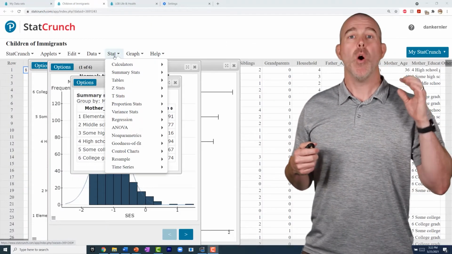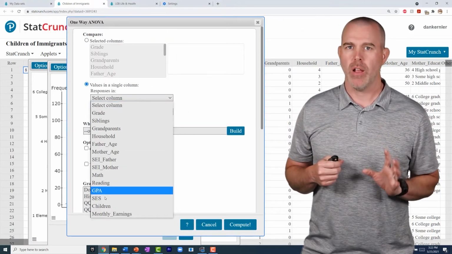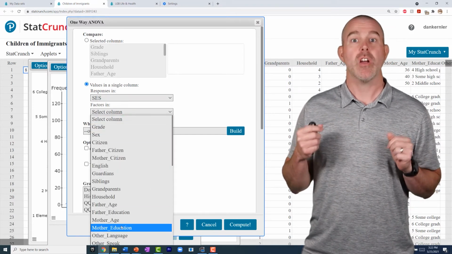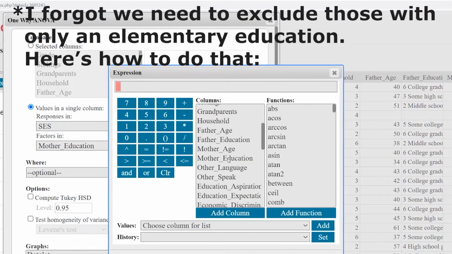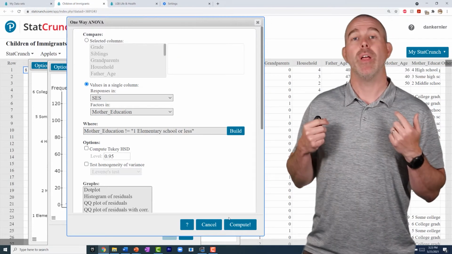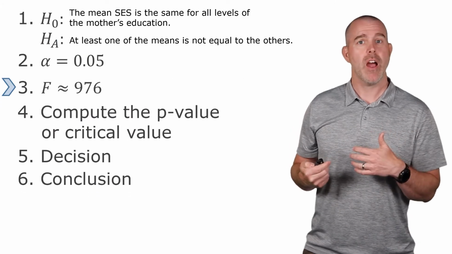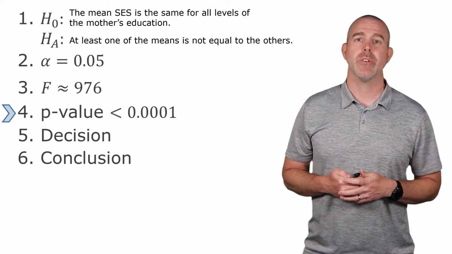Again, that's Stat, One-way ANOVA with data. And again, for ours, our variables are all in the same column. So we're going to use SES. And then the factors are in the mother's education. And we'll hit compute, and we get our results. So our F statistic is very large, about 976. P-value, very small, less than 0.0001.